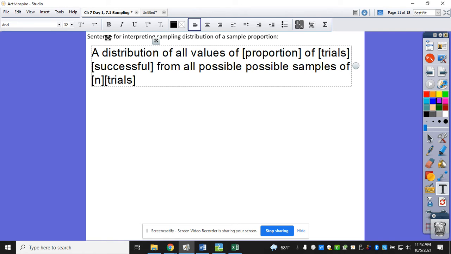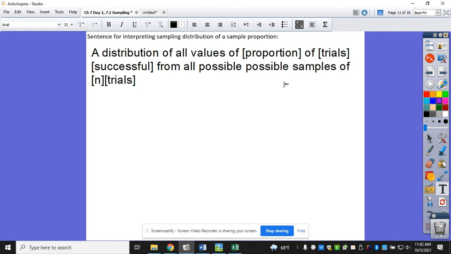So if we did this with the example we did in class at the beginning, this would be a distribution of all values of what? Each one of our dots represented a what? Proportion of numbers selected that were yellow, that were successful, from all possible samples of, how many did we pick? 5 numbers selected. Our trials thing is kind of funny there because it wasn't really a scenario.